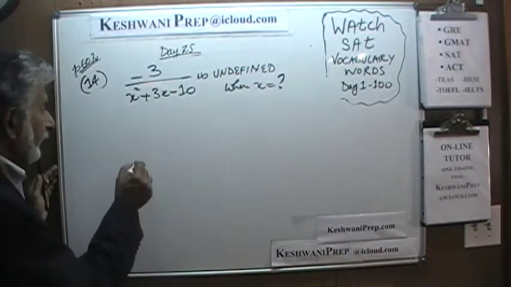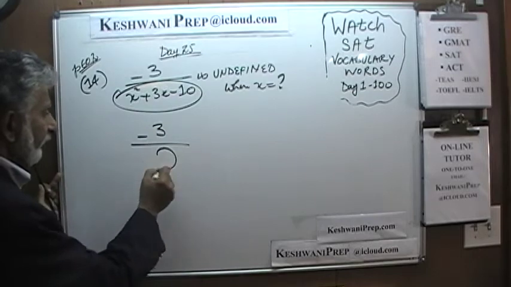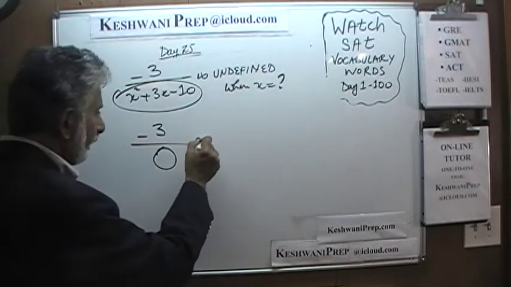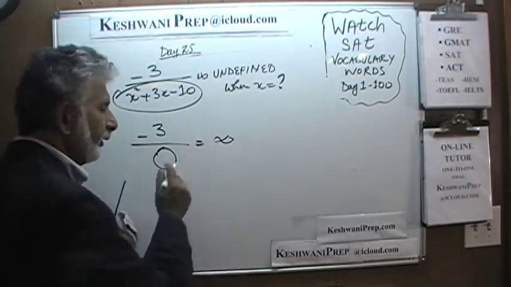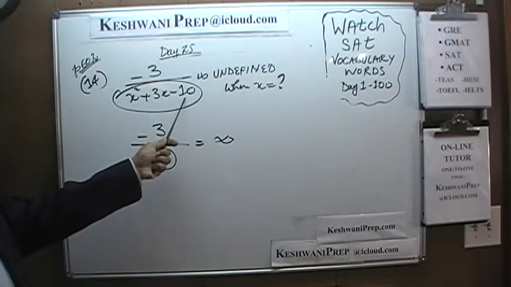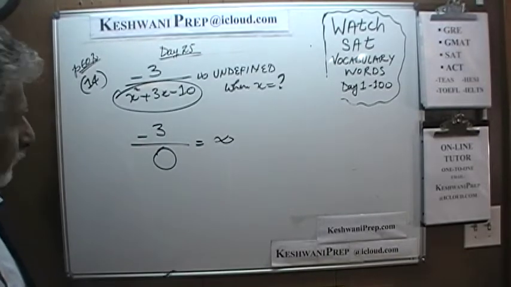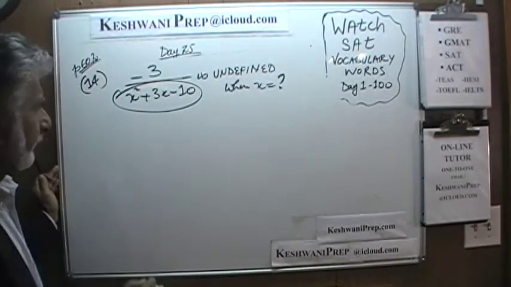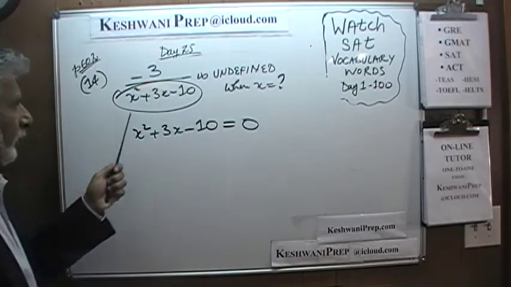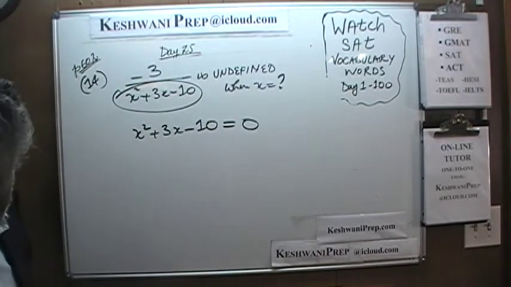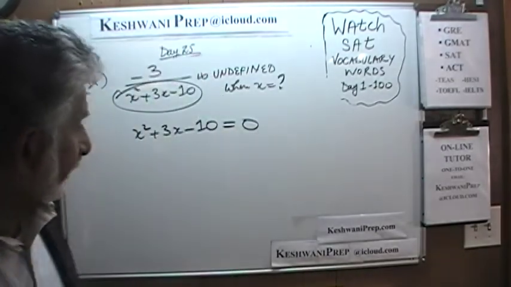It will become undefined if we have negative 3 on the top and whatever we see in the bottom here happens to be 0, because any number divided by 0 becomes undefined. So all we have to do is solve this quadratic equation, find out at what value of x this quadratic expression is equal to 0. That's all they want. So x squared plus 3x minus 10, when this becomes 0, the bottom will become 0 and negative 3 over 0 will become undefined. I just want to make sure that I did not make a mistake copying the equation. X squared plus 3x minus 10. There we go. Let's begin, shall we?